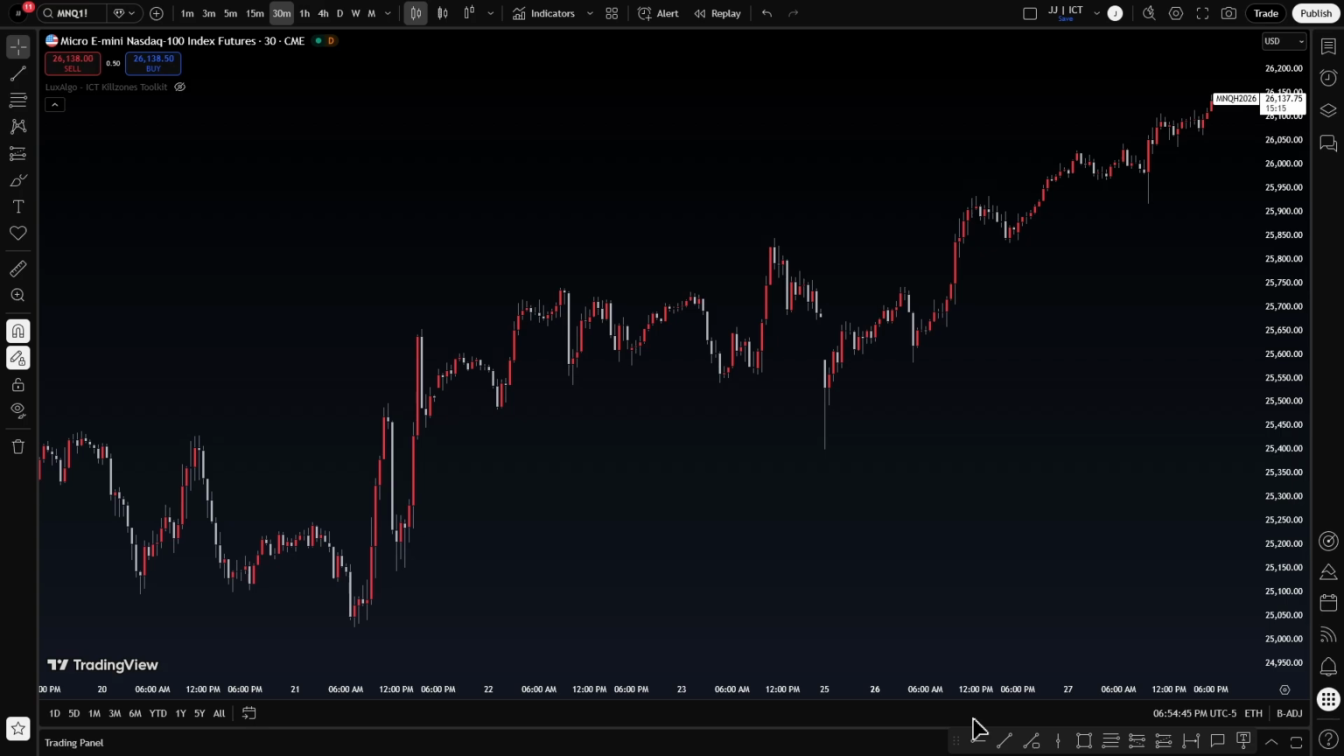Here's a new one, the liquidity void, a very, very versatile PD array whenever it forms. It's definitely one of my favorites because of the amount of opportunities it can provide while it's forming and even after. It's an amazing PD array. I'm going to show you.